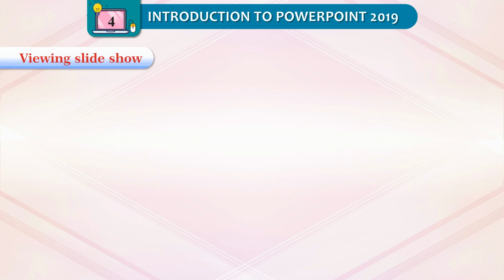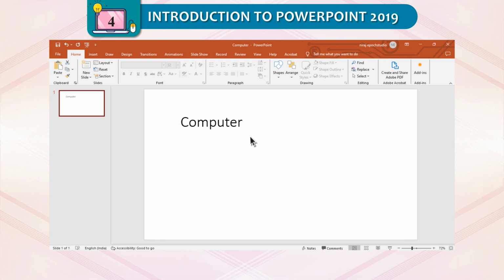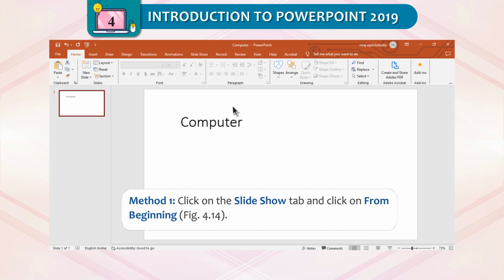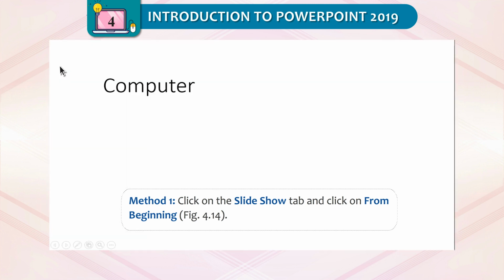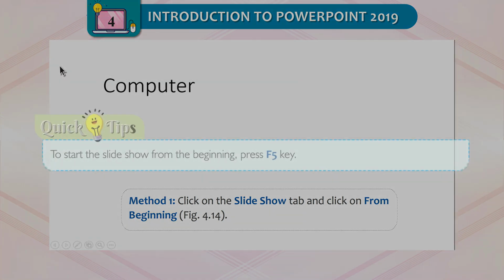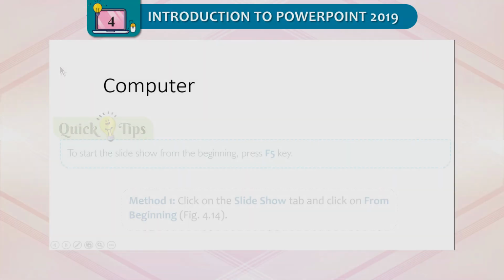Viewing slideshow. Slideshow refers to displaying all the slides of a presentation in a sequence on the full screen. There are 3 ways to view a slideshow. Method 1. Click on the Slideshow tab and click on From Beginning, Figure 4.14. Quick tips. To start the slideshow from the beginning, press the F5 key.